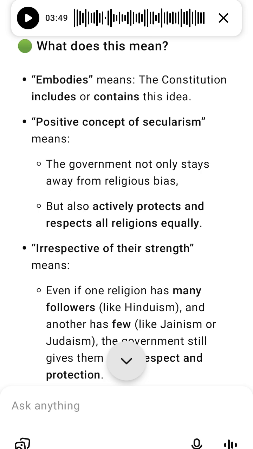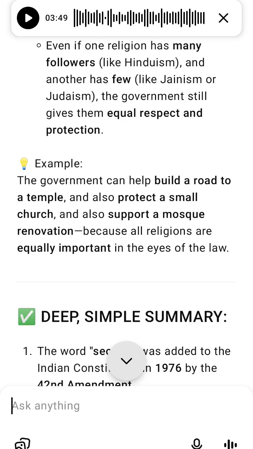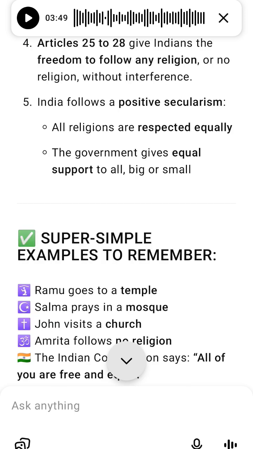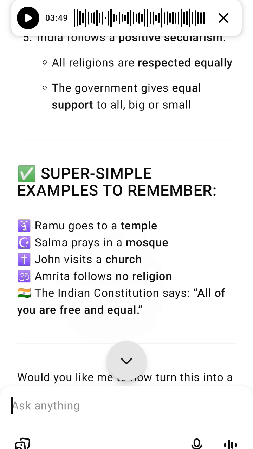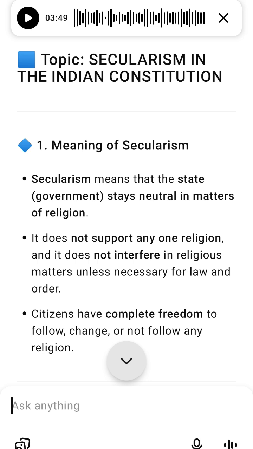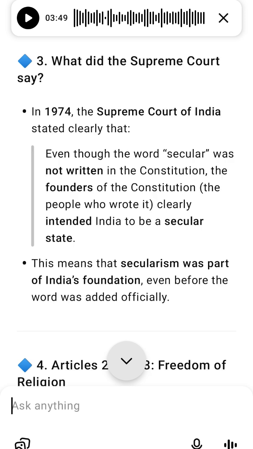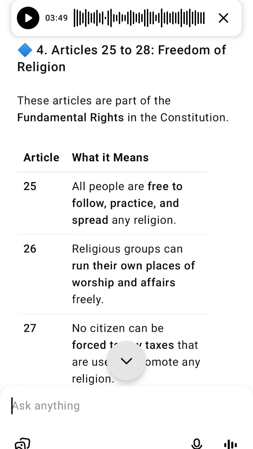4. Articles 25 to 28, freedom of religion. These articles are part of the fundamental rights in the Constitution. What it means: All people are free to follow, practice, and spread any religion. Religious groups can run their own places of worship and affairs freely. No citizen can be forced to pay taxes that are used to promote any religion. Government schools and institutions cannot teach religious lessons, to keep education secular. These laws protect all religions equally and give people the freedom of belief.